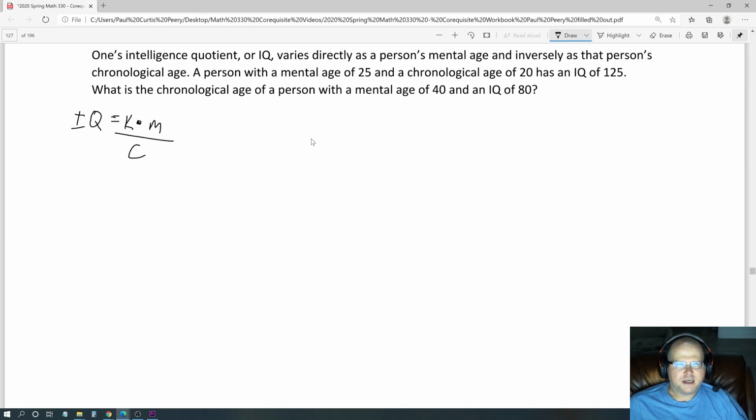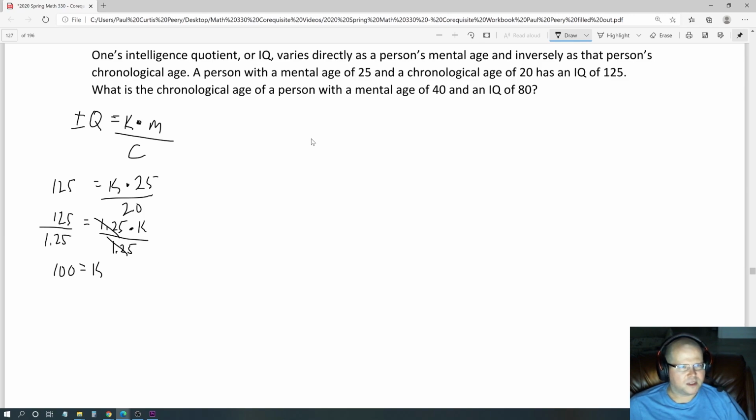Okay, so now we say a person with a mental age of 25 and a chronological age of 20 has an IQ of 125. Excellent. Okay, so we have 125 is equal to 25 divided by 20 is 1.25. So that's 1.25K. We undo the multiplication of K by 1.25 by dividing by 1.25. And that gives me 100. So K apparently is equal to 100. Go back and rewrite the original equation, except where I see K, I'm going to write in 100.